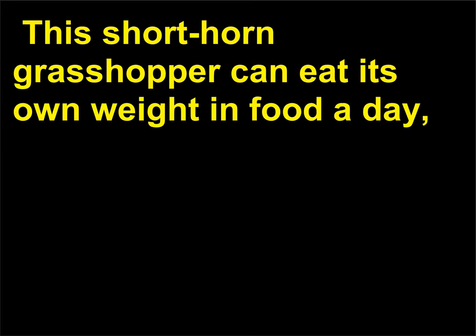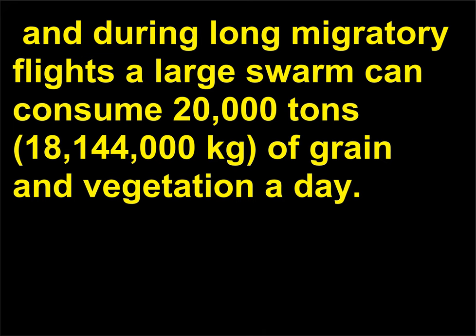This shorthorn grasshopper can eat its own weight in food a day. And during long migratory flights, a large swarm can consume 20,000 tons, 18,144,000 kilograms, of grain and vegetation a day.